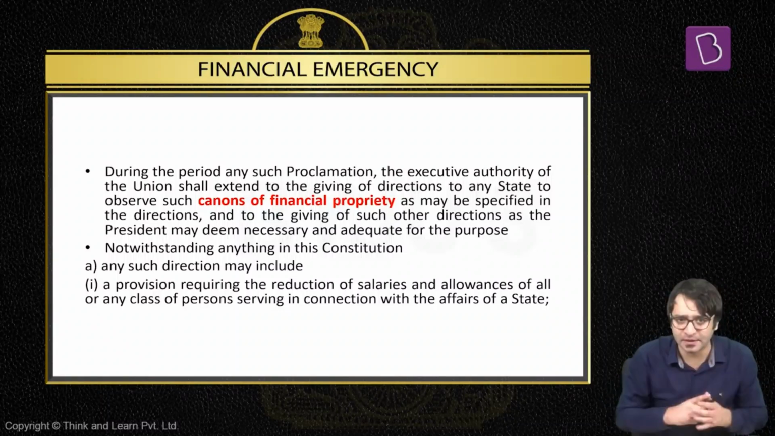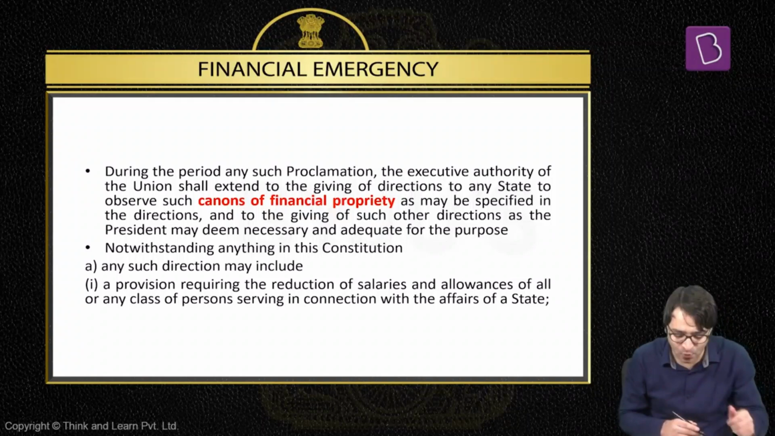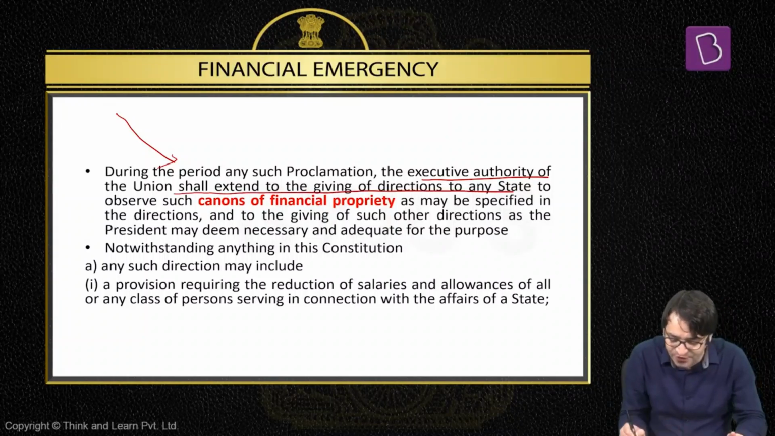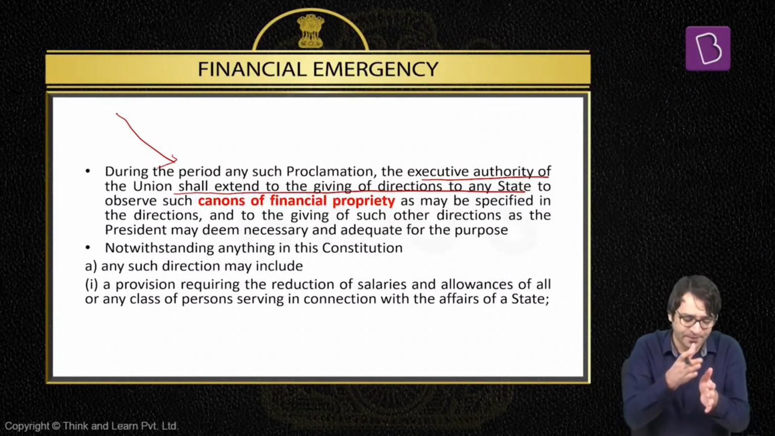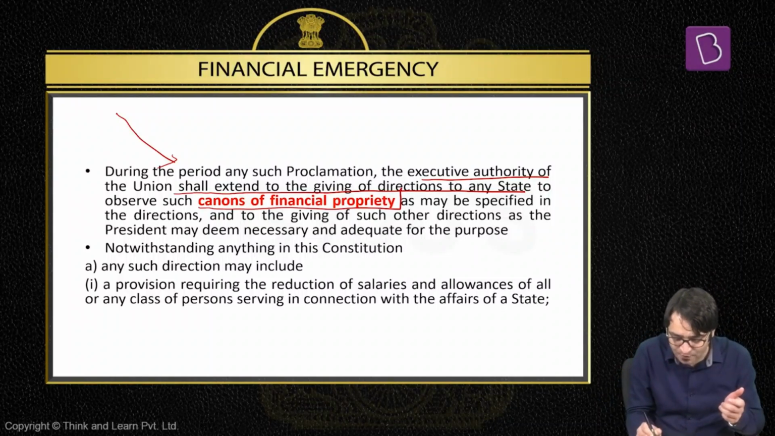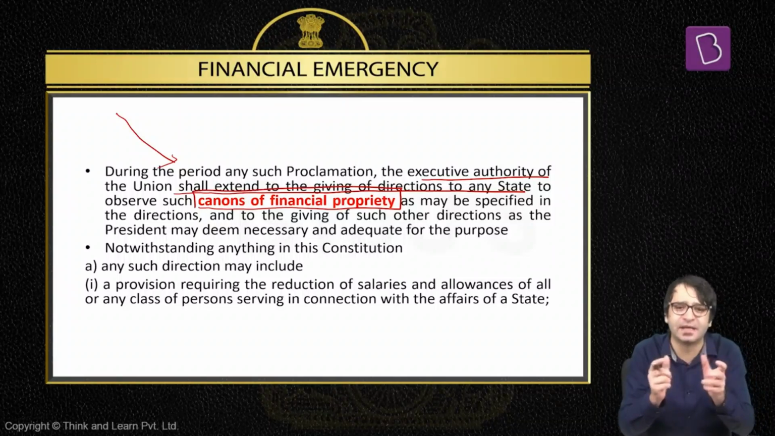But what can happen when financial emergency is imposed by the president? Number one, the Constitution says that during the period of any such proclamation, the executive authority of the union shall extend to the giving of directions to any state. That means during this financial emergency, the central government will issue directives to a state or to all the states. What are these directives telling these states? Please observe canons of financial propriety. But what do we mean by this phrase?